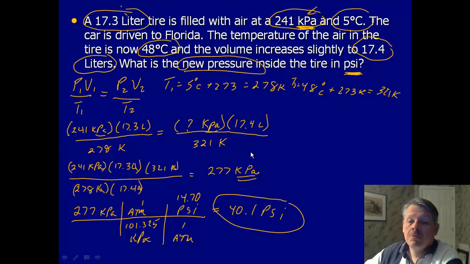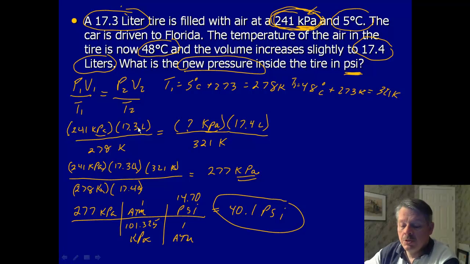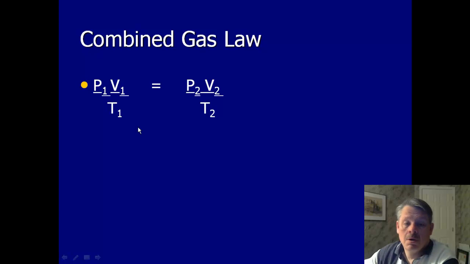Now guys, you could have done this the other way. You could have converted from kPa up here to psi originally, and that would have given you about 35 psi to start. And then you could have worked through your problem, and you still would have come up with 40.1 psi as your final answer. So guys, really what this is all about is thinking the problem through first. So here's your combined gas law. Now you don't ever have to use Boyle's, Charles's, or Gay-Lussac's law because your combined gas law actually does it all. That's kind of nice to know.